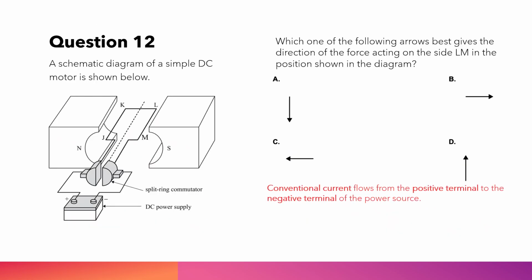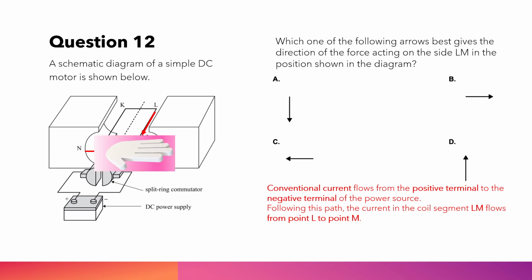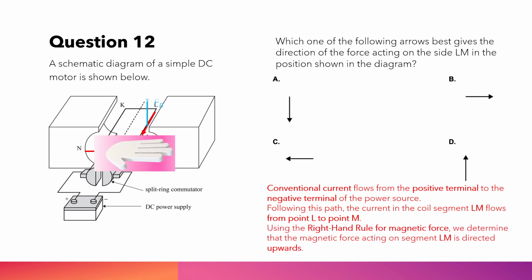Conventional current flows from the positive terminal to the negative terminal of the power source. Following this path, the current in the coil segment LM flows from point L to point M. Using the right-hand rule for magnetic force, we determine that the magnetic force acting on segment LM is directed upwards.